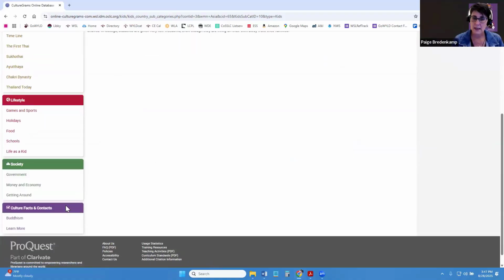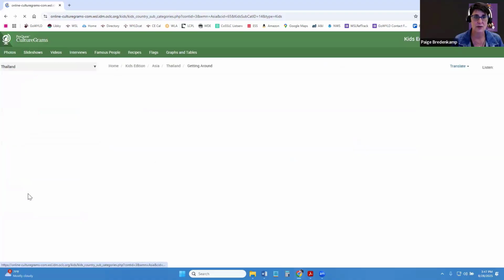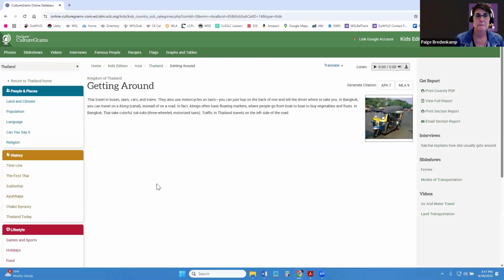And then getting around, and this is in society. This is something that is unique to the kids edition as well. How do you get around in Thailand? And Thailand, as you can see, is the Kingdom of Thailand. They talk about what's very popular as a mode of transportation in the country, including here in Thailand, they have tuk-tuks, which are three-wheeled motorized taxis, and those are very fun. You can see some super decorated tuk-tuks in Thailand. This is super fun.